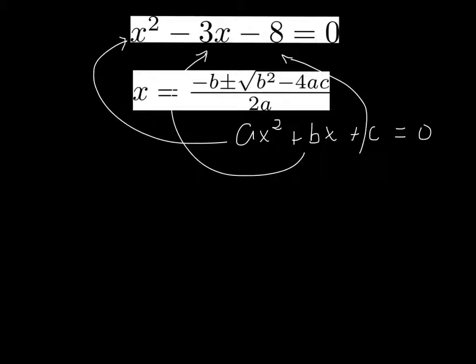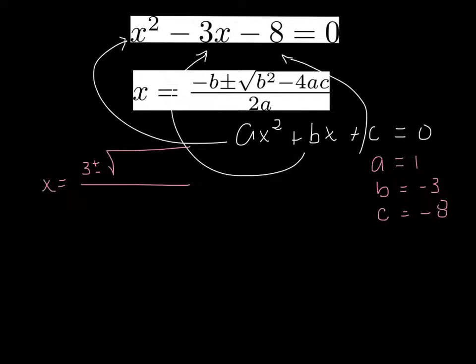So we write that down so that we have it for reference: A equals 1, B equals -3, and C equals -8. Then we go into our formula and we say x equals the opposite of B. So if B is -3, then the opposite is 3, plus minus the square root of B squared.